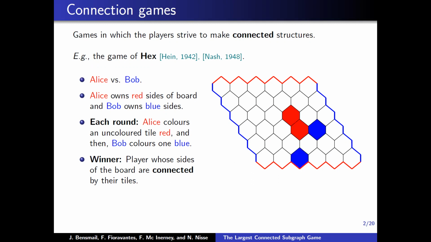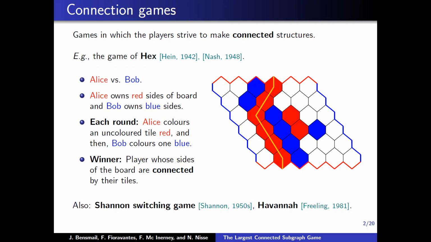So successive rounds take place. Alice, then Bob at each round. And eventually, one of the players manages to connect both their sides of the board. In this case, it was Alice, and so she wins. There are also other connection games, such as the Shannon switching game and Havannah.